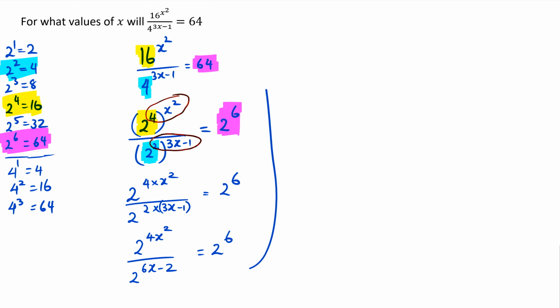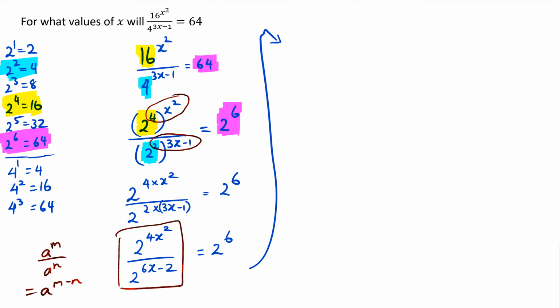I'm just going to carry on here so we can see the theme of this question. The next thing is that when you have two bases that are the same and you're dividing, you subtract the powers. This is when you have something like a to the power of m divided by a to the power of n equals a to the power of m minus n. So that's what I'm going to do here. I'm going to end up with 2 to the power of 4x squared minus whatever's in the denominator, and I'll make sure I put that in a bracket, as 6x minus 2.